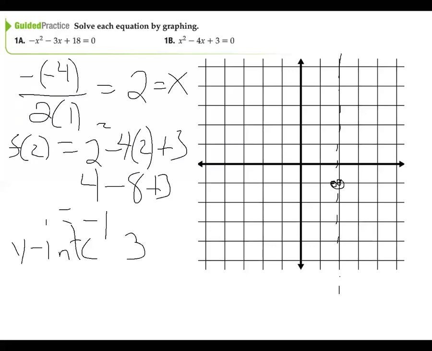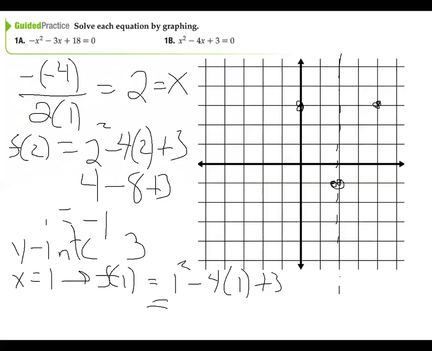And then the y-intercept is 3. So that would be right here. And then that's 2 units to the left of the axis of symmetry, so there's going to be another point here. I could plug in when x equals 1, f of 1 is 1 squared minus 4 times 1 plus 3. And I get 1 minus 4 plus 3, that equals 0, so it's right here.